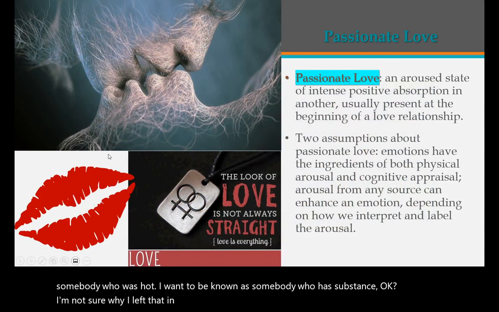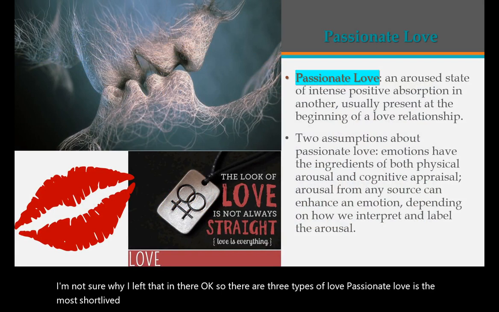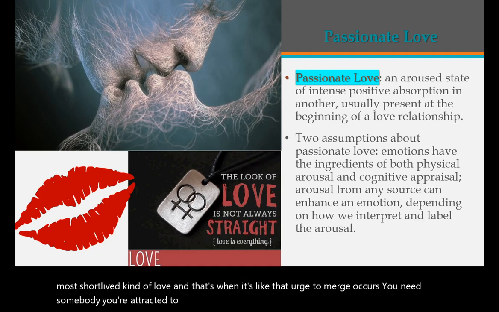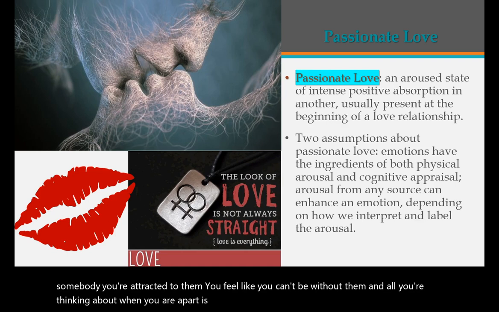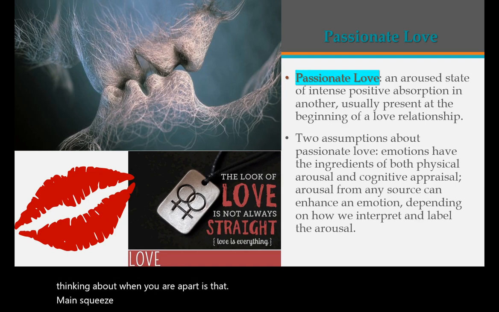Okay, so there are three types of love. Passionate love is the most short-lived kind of love, and that's when that urge to merge occurs. You need somebody, you're attracted to them, you feel like you can't be without them, and all you're thinking about when you are apart is that main squeeze, right? So it's an intensely aroused state of being absorbed with the other individual.